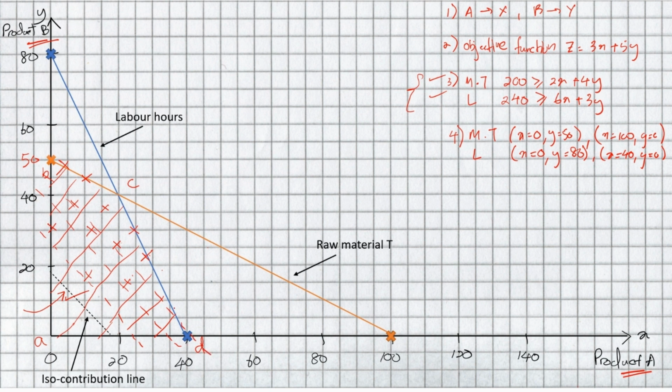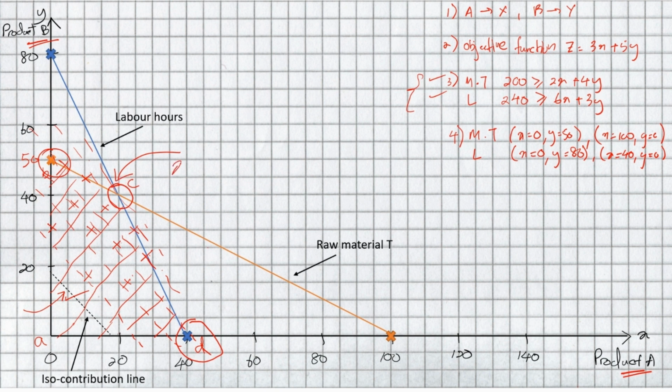And the feasible point D will be touched first. This is not the optimum solution. We are going to find out the final feasible point that will be touched by the iso-contribution line. Secondly, the feasible point P, and finally the feasible point C. This is the final feasible point that the iso-contribution line touches when it slides upward parallelly. So this is the point at which the contribution will be maximized.